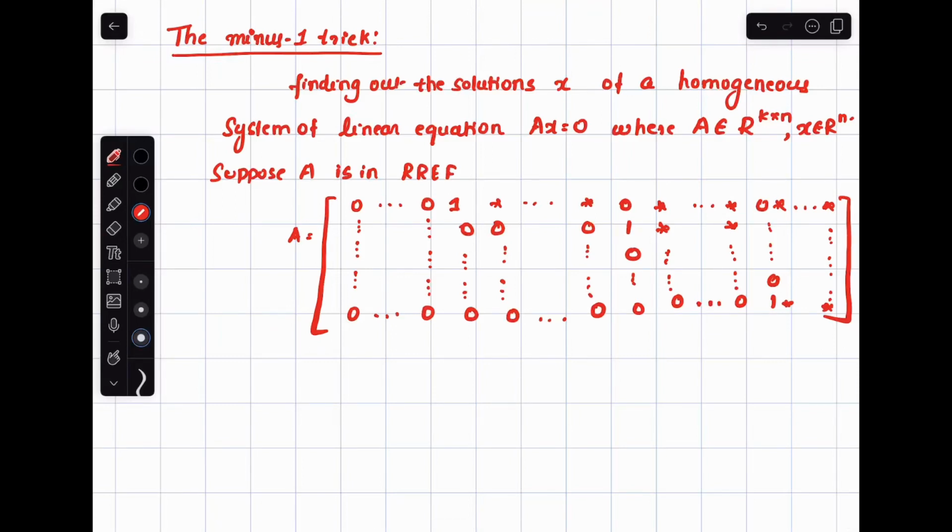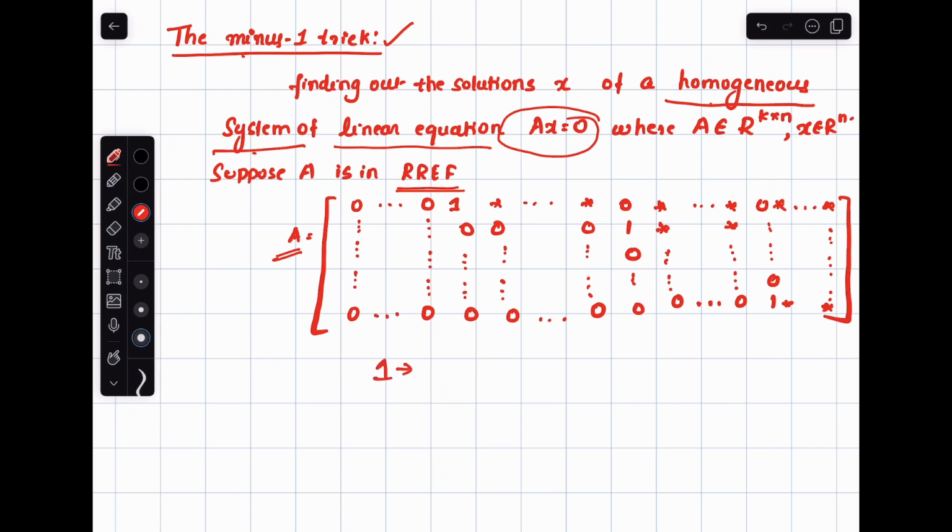Hello students, so today's topic is the -1 trick, which is kind of important when it comes to linear equations, and this can be applied for the homogeneous system of linear equations, and the linear equation should be of the form Ax is equal to 0. And please keep in mind, when you are applying this form, the matrix should be in the reduced row echelon form.